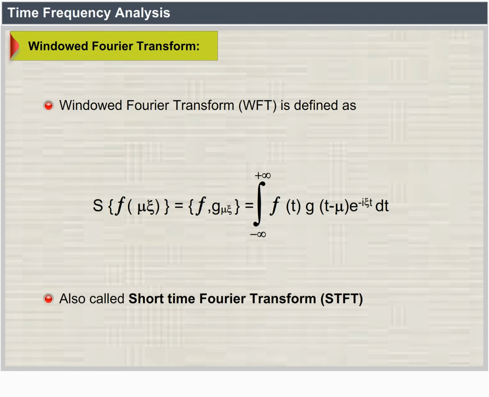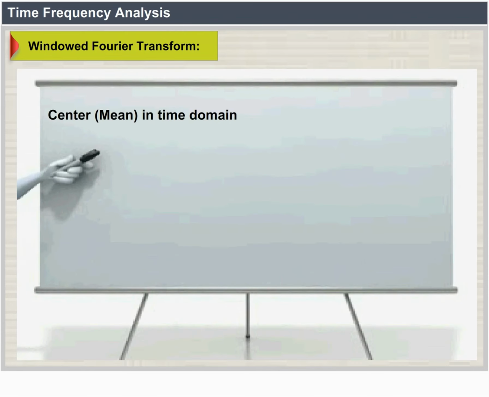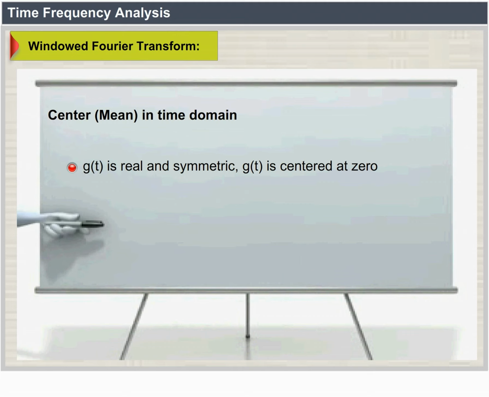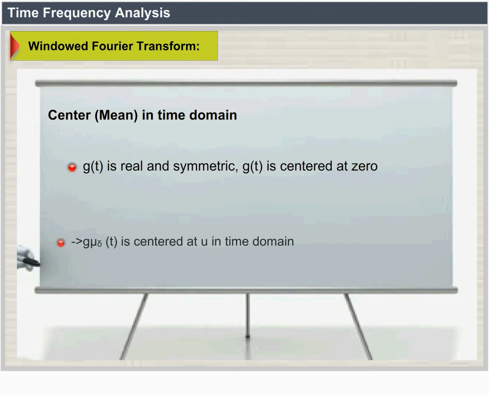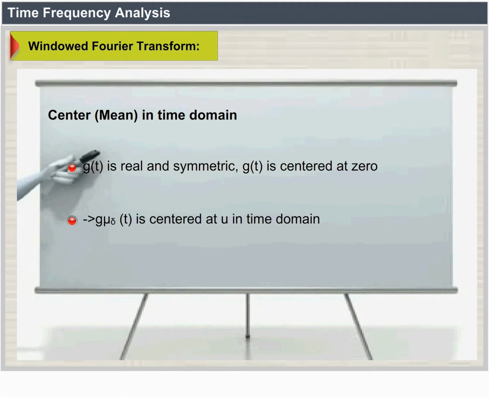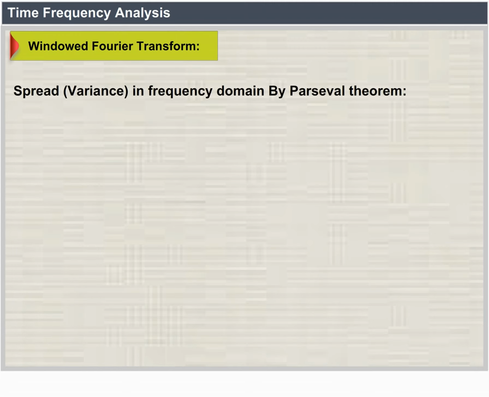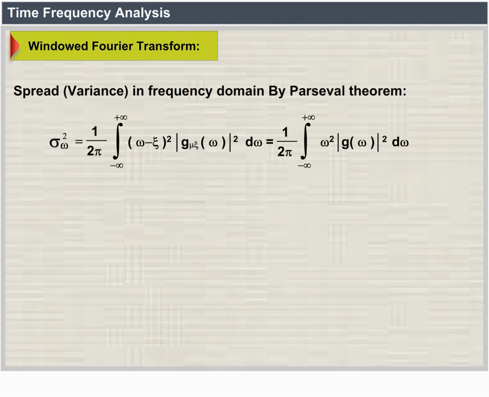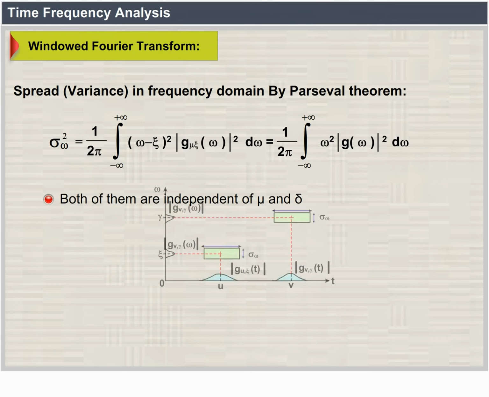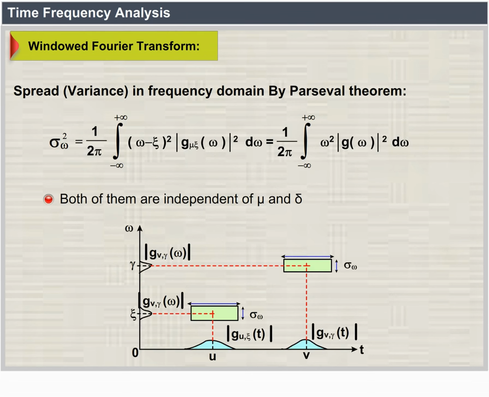Center mean in time domain. If g of t is real and symmetric, g of t is centered at 0. g mu del of t is centered at mu in the time domain. The spread variance in the frequency domain by the Parseval theorem will appear as shown. Both of them are independent of mu and del. The Heisenberg boxes of the two windowed Fourier atoms are shown on the screen.